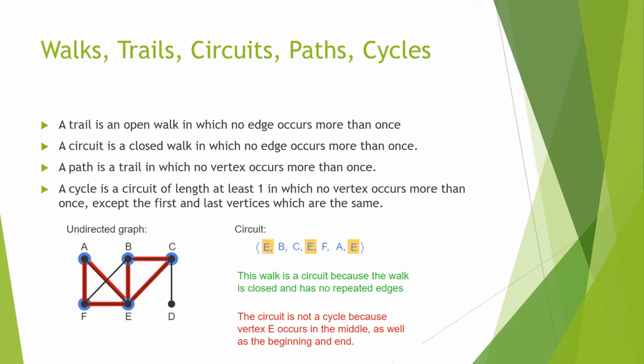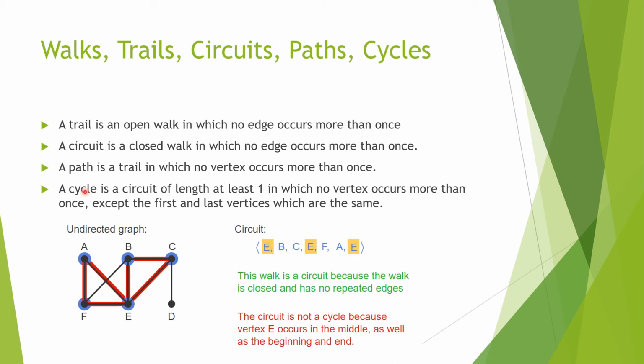What is a path? A path is a trail in which no vertex occurs more than once, which means that a path is a trail with no repetitive vertices. So if you remember, we said a trail is an open walk with no repetitive edges. That means we can say a path is an open walk with no repetitive vertices and edges, which means a path is like an open walk, but repetition of vertices and edges are not allowed.